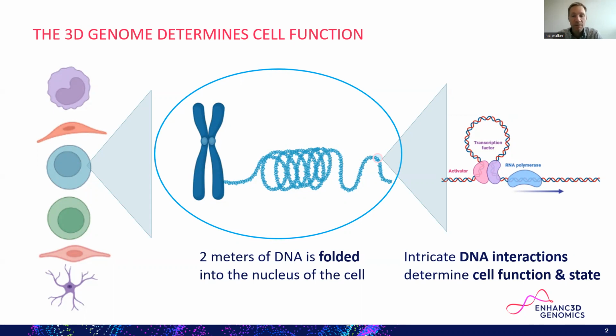What makes this more remarkable is that the intricate structure determines the function of the cell, for example, whether the cell is a brain cell, a liver cell, or a heart cell. And it also determines the state of the cell, such as whether, in the case of an immune cell, it's ready to fight infection, or it's abnormal, which could lead to disease.